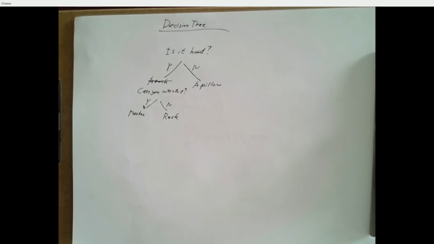Okay, now we can play the game again. Think of something, and somebody says, I'm thinking of something hard. And instead of just saying, you must be thinking of a rock, I say, can you write with it? And you say, yes. And then I say, okay, it must be a marker. Yes, you were right. Amazing. Right? Or no, you can't write with it. Okay, I know you were thinking of a rock.